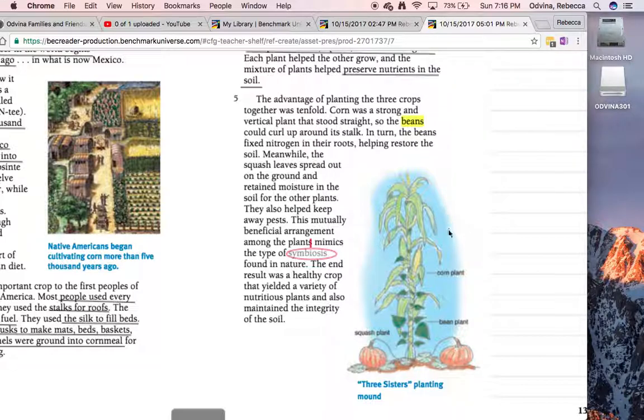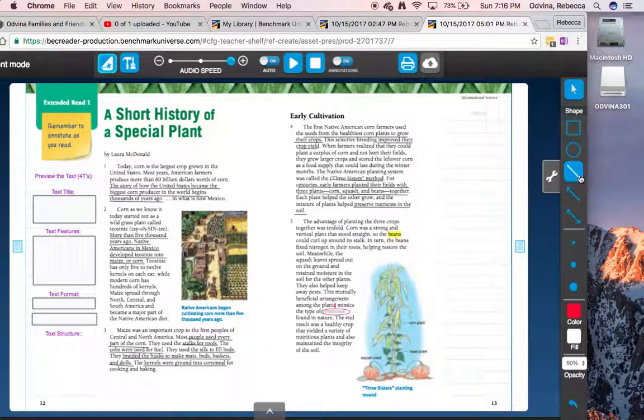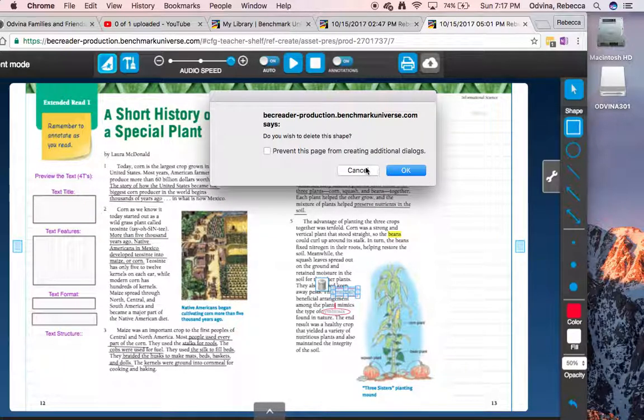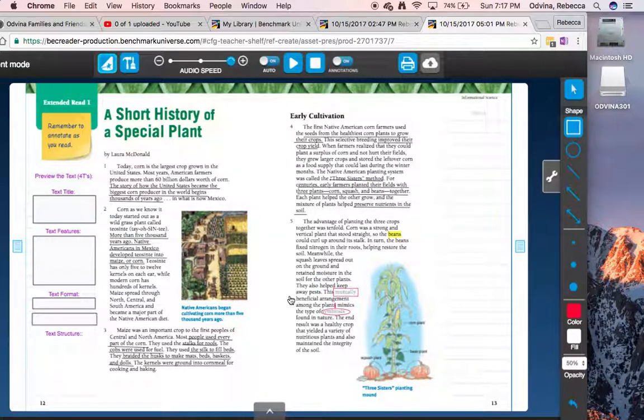So I'm going to go over to the square tool now, and it's hard to see my tools when my thing's this big. I want to get those phrases. Mutually beneficial arrangement among the plants mimics this type of symbiosis. So these two must mean about the same thing.